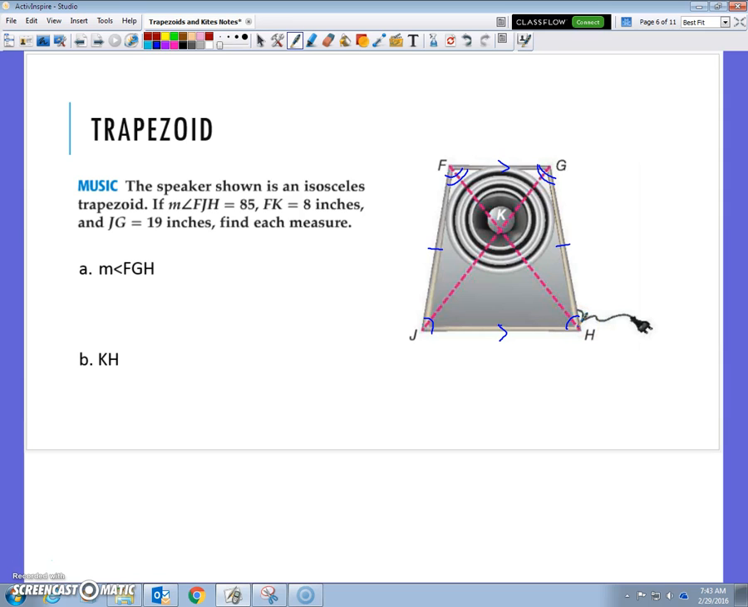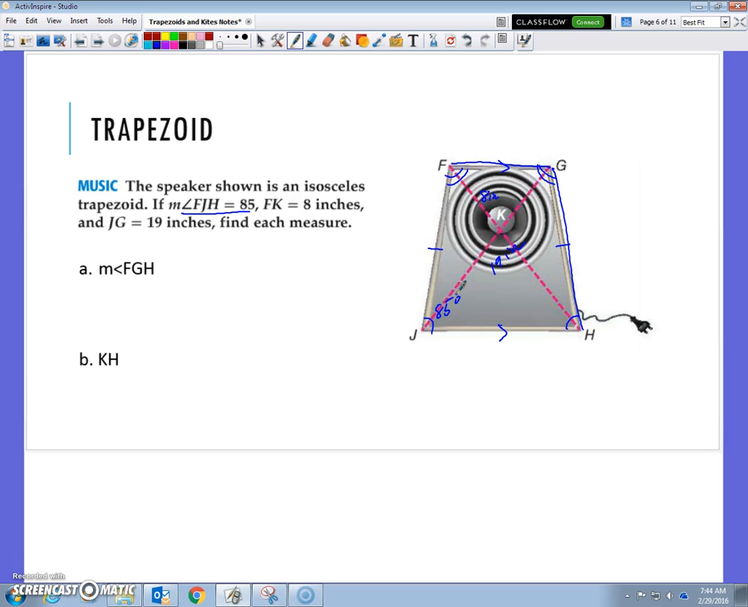Oh, I guess I should label all my important information. FJH is 85 degrees. Okay, FK is 8, and JG, the whole thing, is 19. Now if I want to find the measure of angle FGH, I need to use the only information that I have about angles, which is FJH is 85.